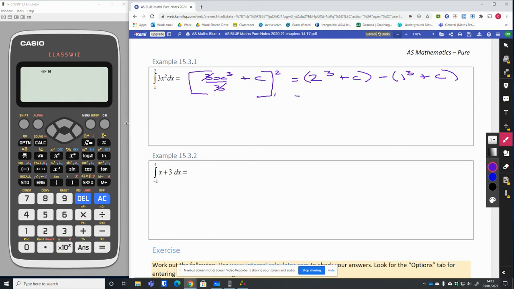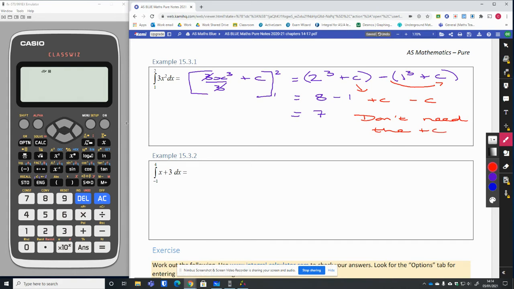Now, when we do that numerically, I've got 8 take away 1. So the answer is 7. Can we see that the plus c here, so that one gives me that, but because of that minus sign, and it will always be a minus sign, the plus c's will cancel. So we don't need the c when we are doing definite integration, because it will cancel doing it this way.